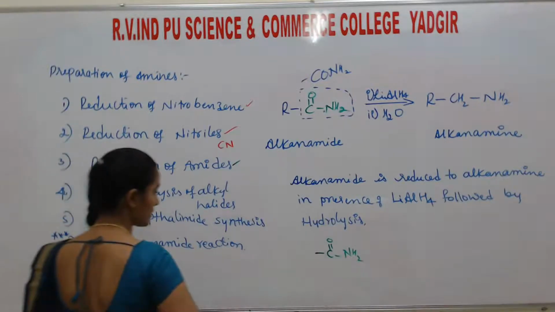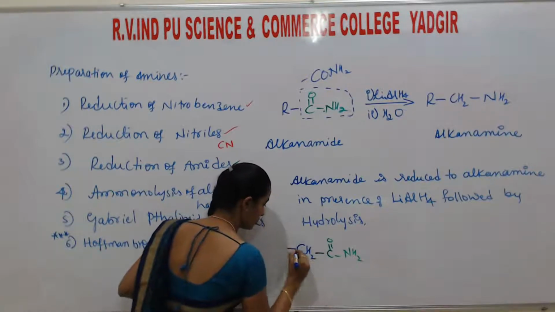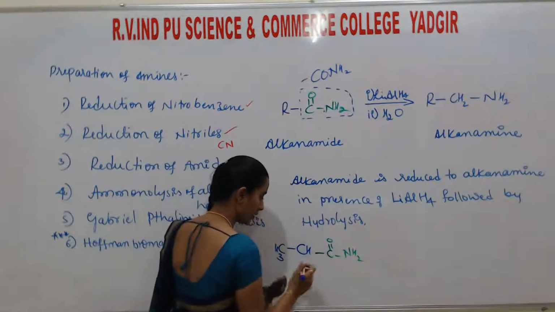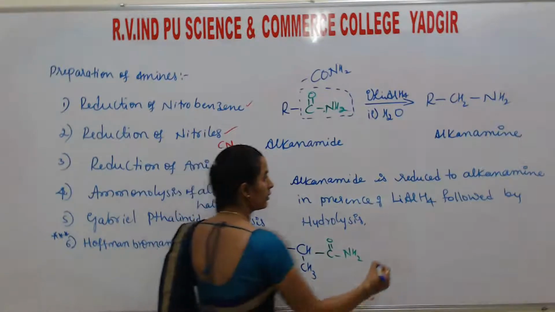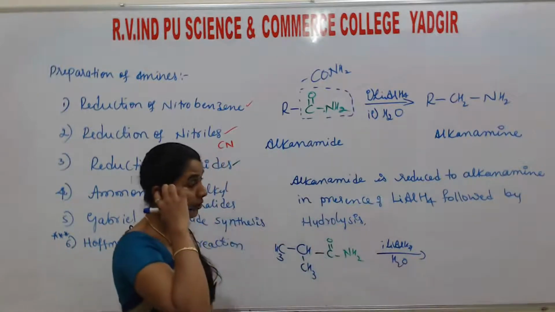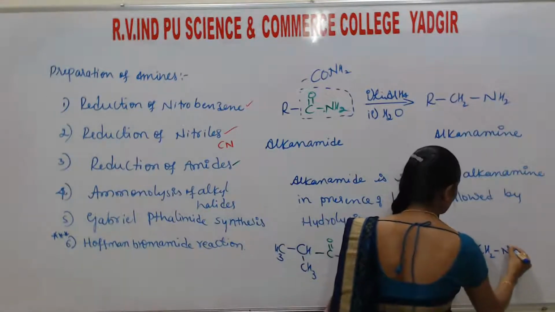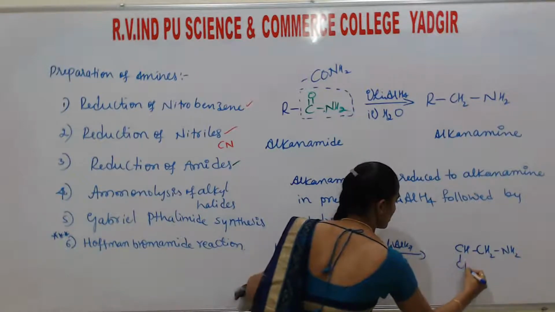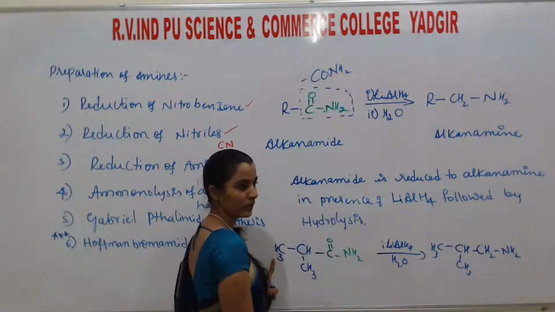If we take the R group as CH3, CH2, CH3, we don't bother about the R group, we are considering only the functional group. Then the reagent is lithium aluminum hydride followed by H2O. So what is the product formed here? CONH2 changes to CH2NH2. Here the R group is CH3, CH3. Only the functional group is changed, the remaining is the same. Correct?